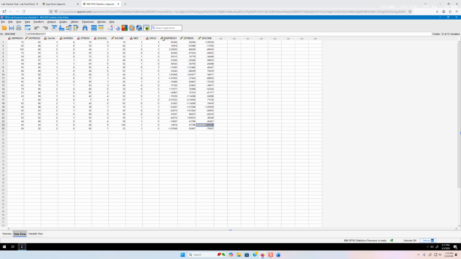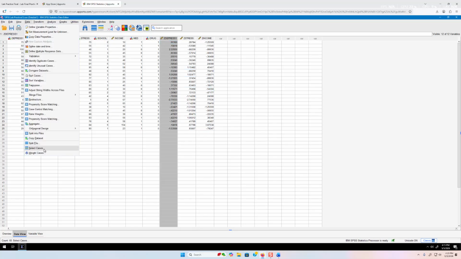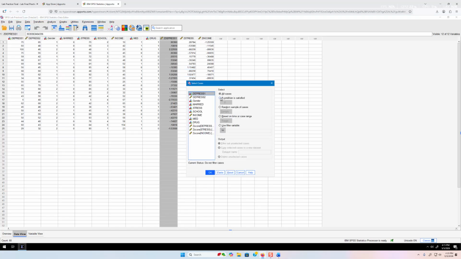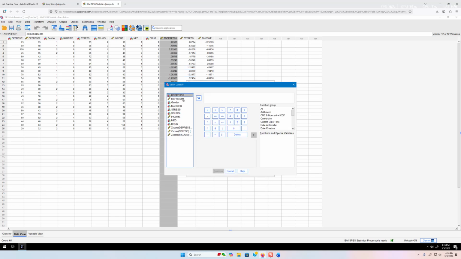If you don't want to eyeball it, you can do select cases and do the conditional, right? So data, select cases, and then do if, and we're going to look for depression. Actually, we need the z-score for depression. We don't need just depression. We need z-depression. We're looking at the z-score. Is it less than or equal to negative 2.58? Or is this vertical line, or the z-score, greater than or equal to positive 2.58.